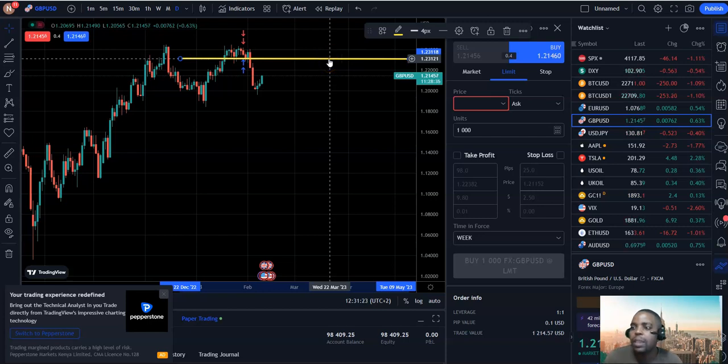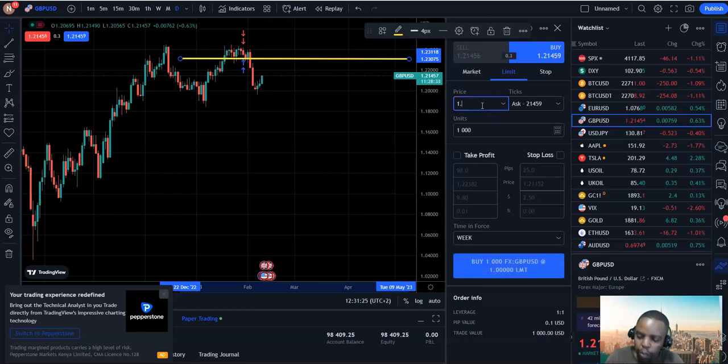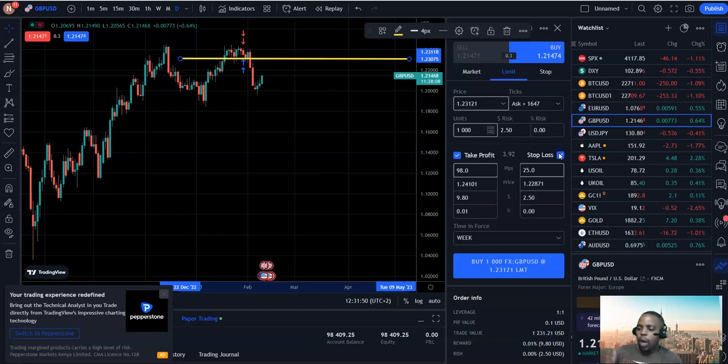What is it? 1.23121, for example. That's where I want my order to trigger. It must trigger at that price. Now, I still apply my stop loss and my take profits. I won't do it again, but you also have an understanding from what I've done before for the buy limit. You can also do the same thing with the sell limit.